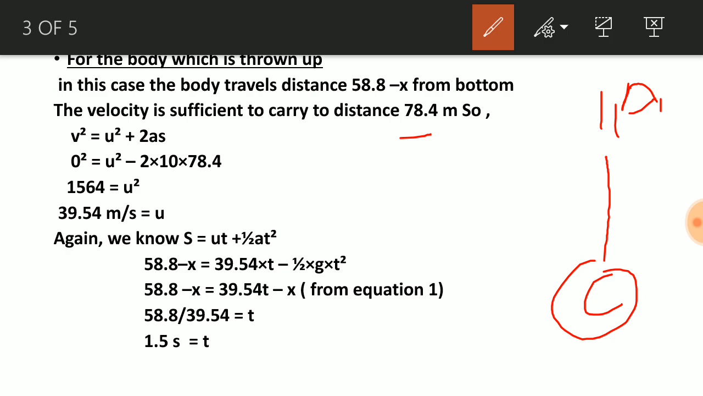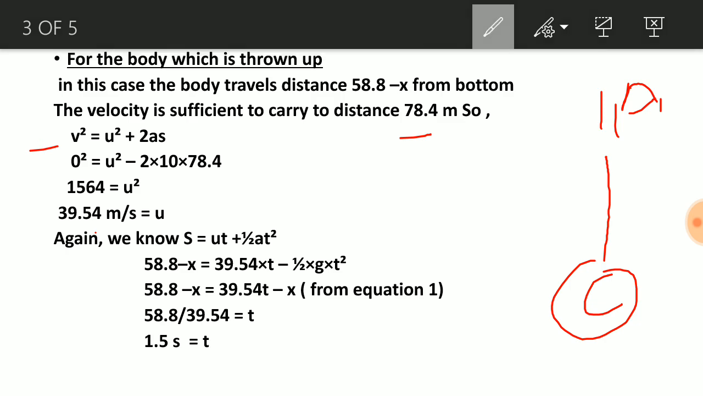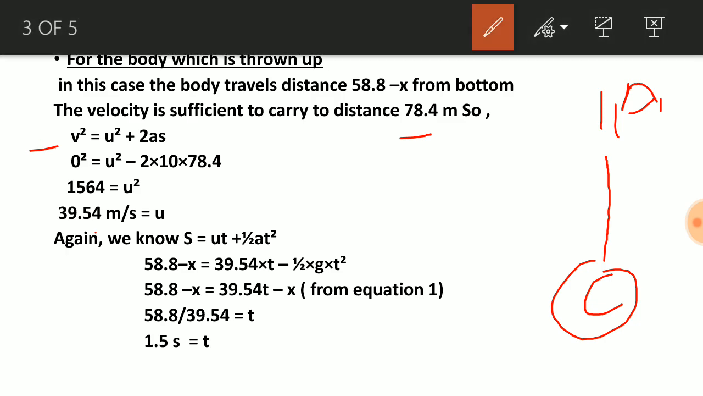When we throw a body from ground, it travels to a distance 78.4 and it stops. So our formula v square is equal to u square plus 2as. Our v will be 0 and we need to find the initial velocity u. We are throwing the body from ground, so acceleration will be minus g and s will be 78.4. By solving this we get our u, the initial velocity of projection.